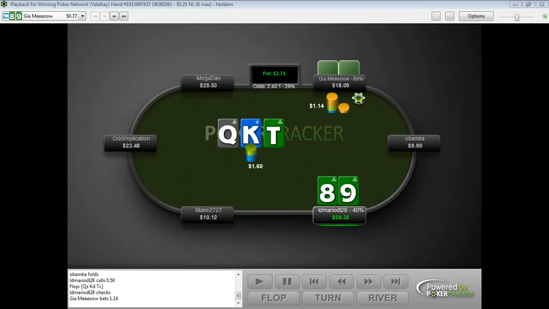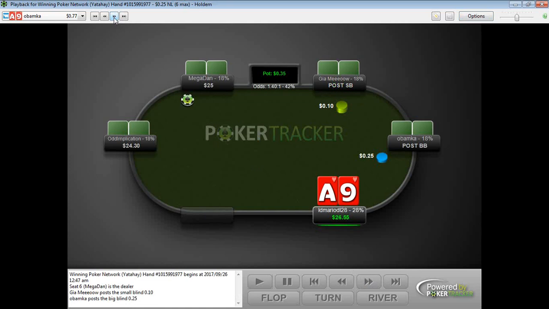So I think that we definitely want to fold this here, because ultimately I think the jack would not help us, because we'd be on the wrong side of the straight still. So I think 8-9 is a hand to fold, and I do fold it. Okay. Next hand.